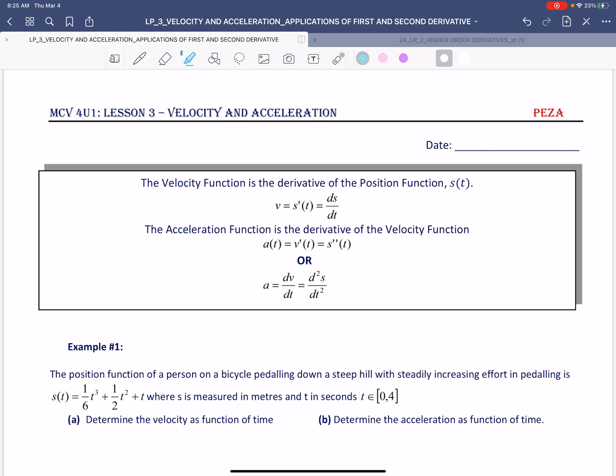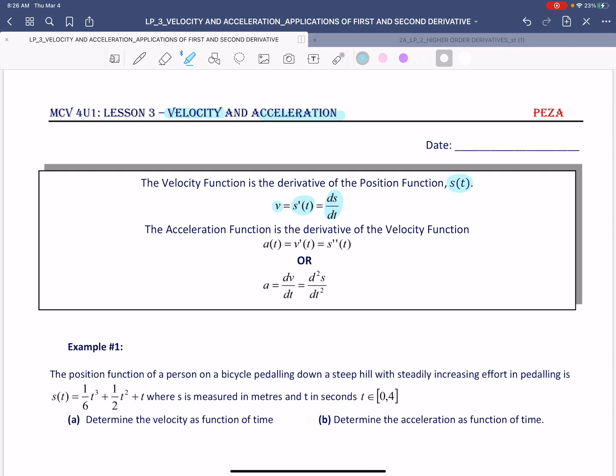Hello and welcome. In this lesson, we'll talk about velocity and acceleration. We'll explore them as applications of higher order derivatives. Remember that velocity measures how fast the position is changing. So if the function that represents position is indicated by s(t), then we'll say that velocity will be the rate of change of position, s'(t) in prime notation or ds/dt in Leibniz notation.